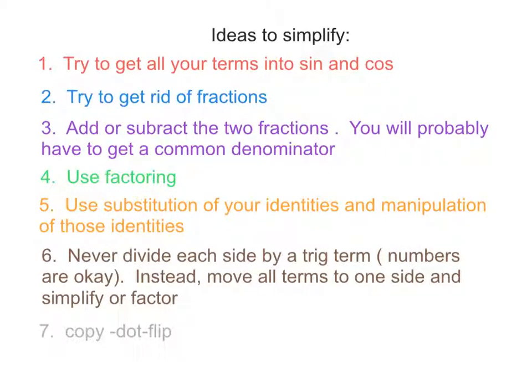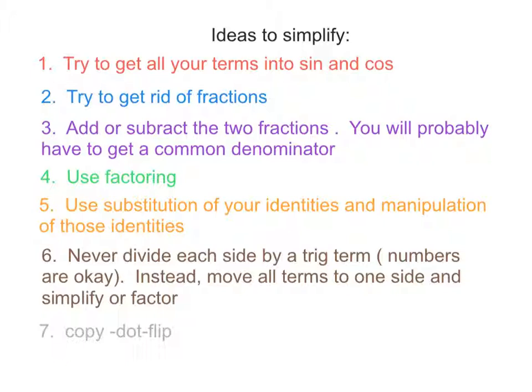Okay, so some ideas to simplify. 1, you're going to try to get all your terms into sine and cosine. If you get them into sines and cosines, things will start to cancel out. You can substitute things. 2, try to get rid of fractions. 3, you're going to add or subtract fractions if you have them. You'll probably have to get a common denominator because more than likely your denominators are not the same.